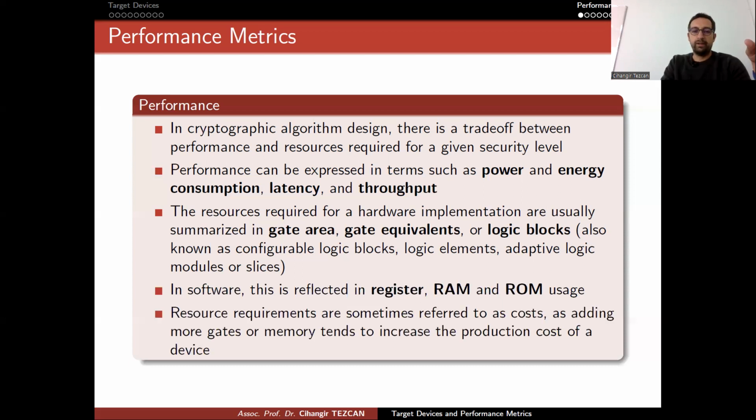So resource requirements are sometimes referred to as costs, as adding more gates or memory tends to increase the production cost of a device. This is actually the main problem we are having with the IoT. You want to build thousands or millions of devices, but you want to do it in a very cheap way, because even if you increase the building cost by a single cent, if you are going to build a million devices, then you lose thousands of dollars. This is why you are trying to make it as cheap as possible.